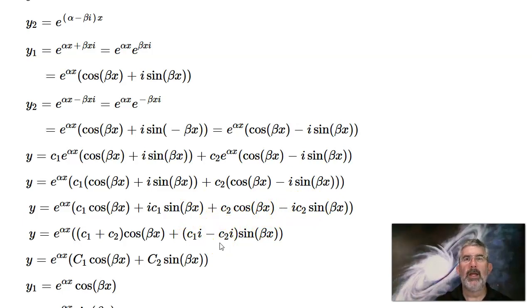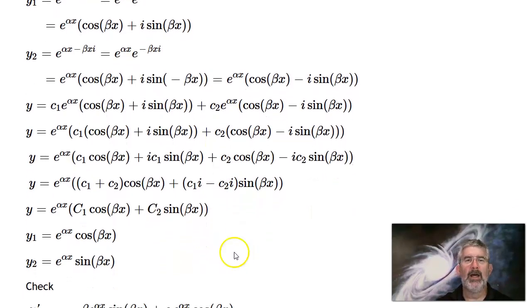Okay. But now, this is where I get to say, hey, Rocky, watch me pull a rabbit out of my hat. C1 plus C2 is just some other constant, right? So I've got some constant times cosine. And C1i minus C2i is also just some other constant. So I'm just going to call that C2.